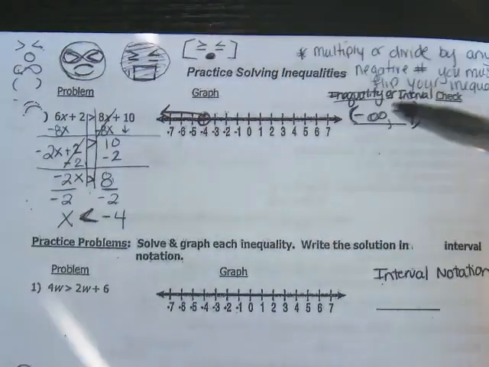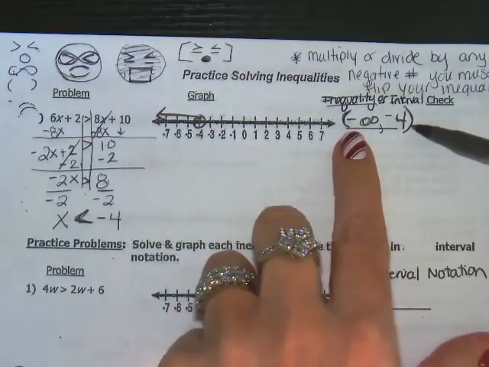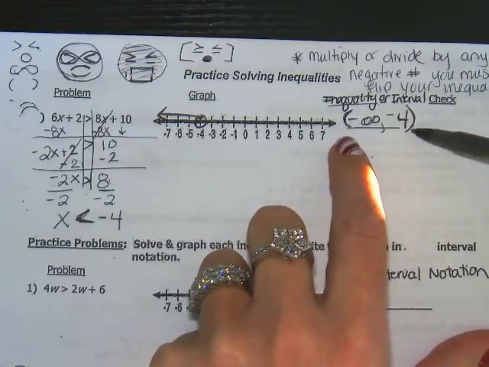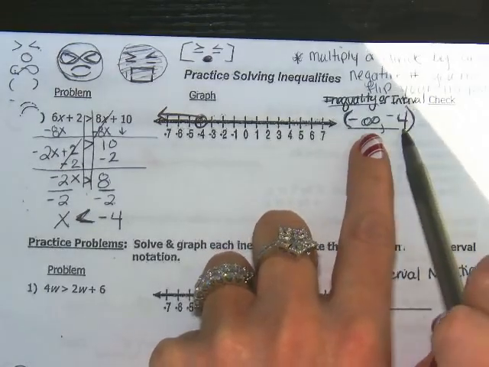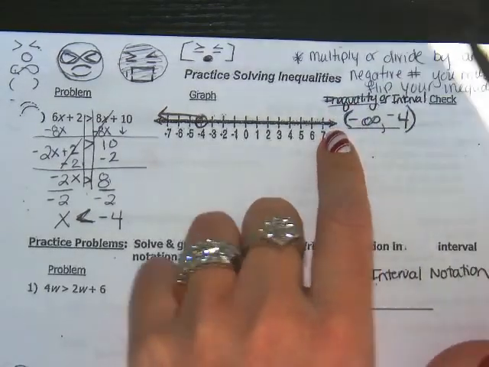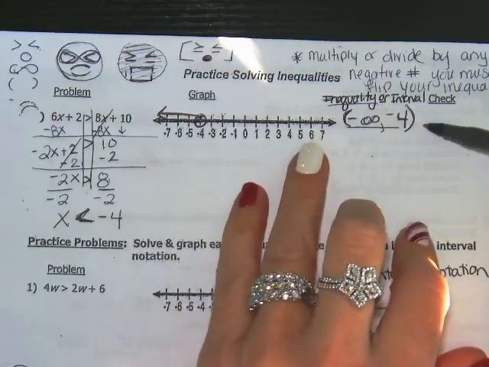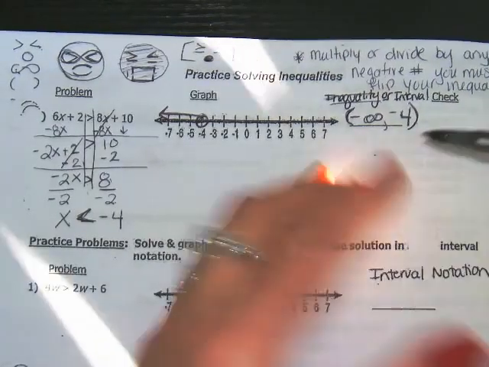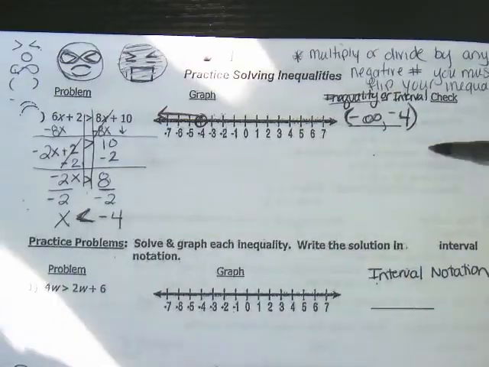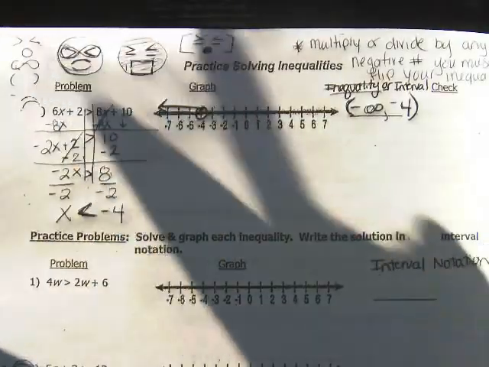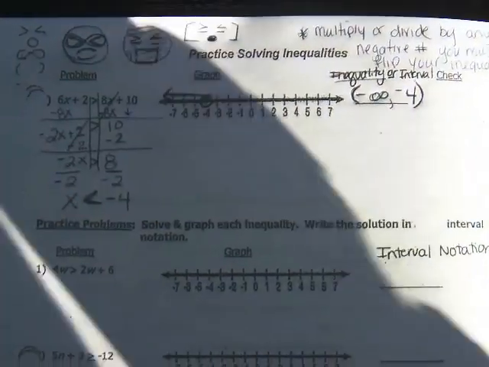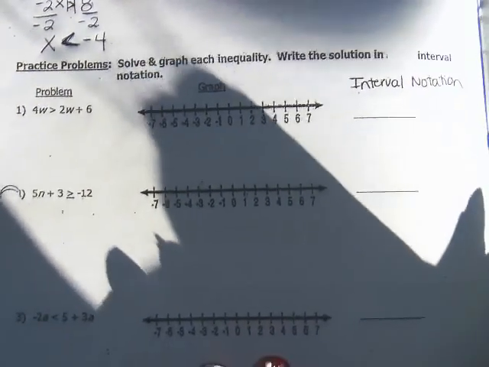Now remember, your closures on your interval notation do not have to match. The numbers are their own entities and they get their own closures. So sometimes you might have a bracket and a parenthesis, sometimes you might have both brackets, sometimes you might have both parentheses. They don't have to be the same. Okay, moving on to another example.